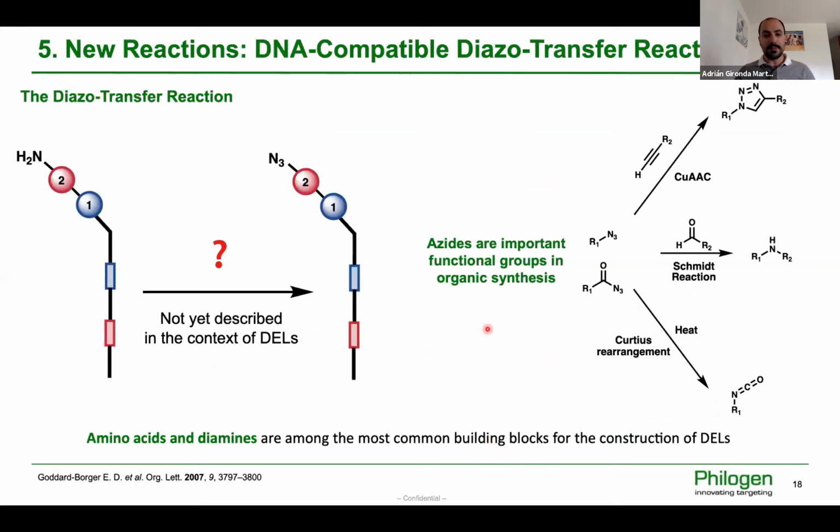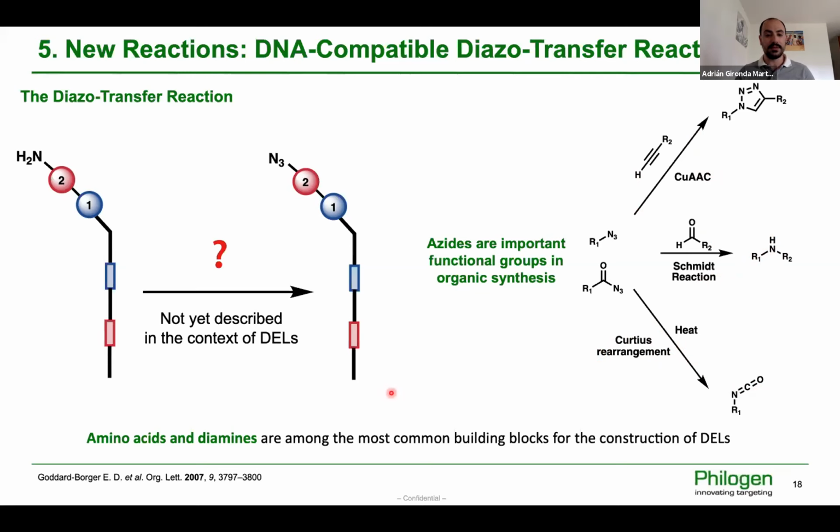So during my PhD studies, I focused my attention not on developing a new reaction that can overcome all those problems, but I wanted to focus on a typical transformation in classical organic synthesis, which is the diazotransfer reaction. So azides are important functional groups in organic synthesis because we can have different products using them as starting materials. We can have triazoles, like click chemistry. We can have amines using the Schmidt reaction, for example, or we can have isocyanates using the Curtius rearrangement.